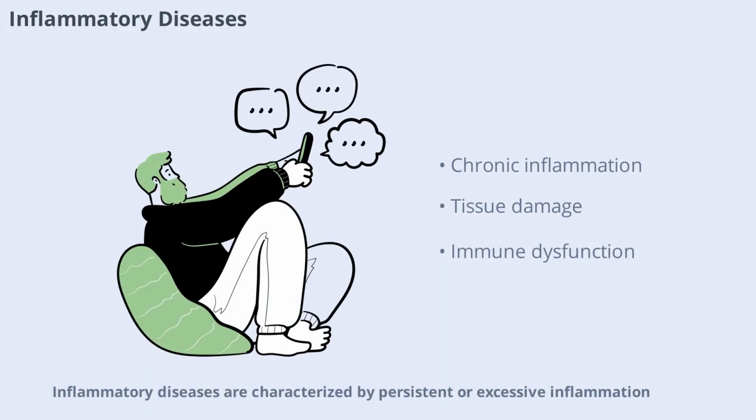Inflammatory diseases are characterized by persistent or excessive inflammation. Examples include rheumatoid arthritis, inflammatory bowel disease, and psoriasis. These conditions involve immune system dysfunction, leading to tissue damage and chronic symptoms. Understanding the pathophysiology of inflammation helps in developing anti-inflammatory drugs and other treatments to manage these diseases effectively.